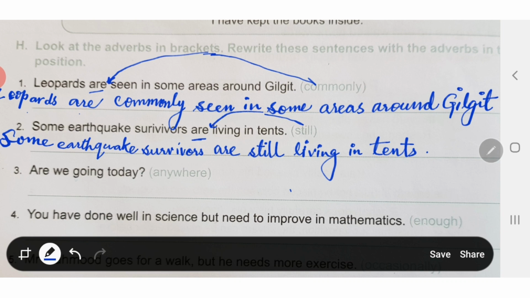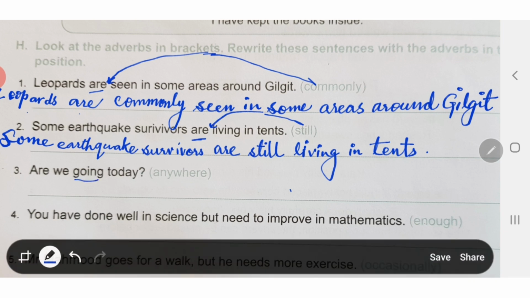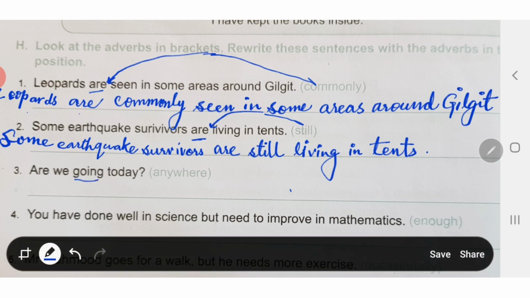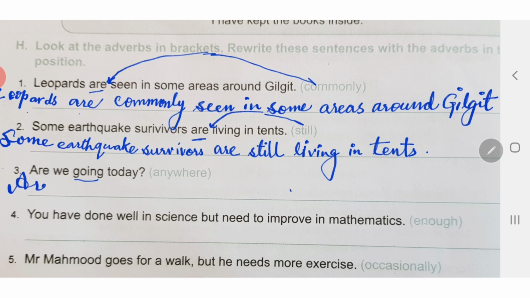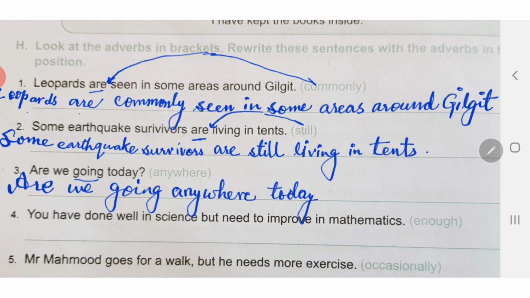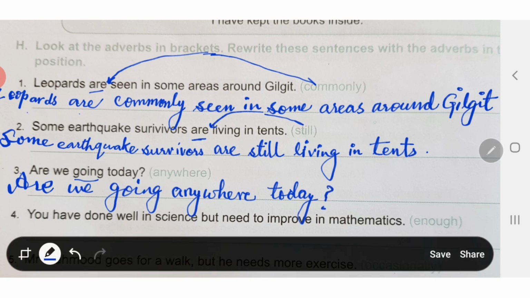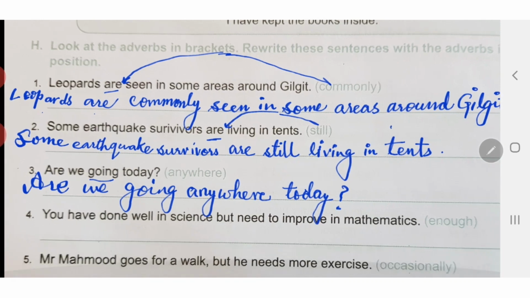So students, let's focus on something very easy. The verb we have is going. So let's put it after going. So it will become, are we going anywhere today? Question mark. Are we going anywhere today? Easy? Now let's come to number 4.